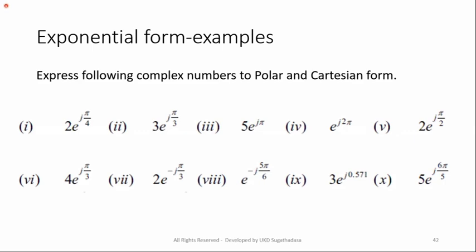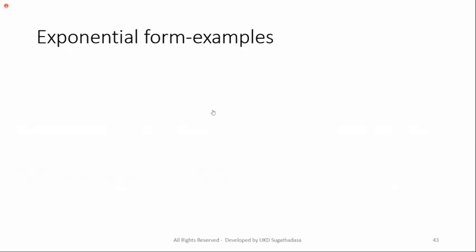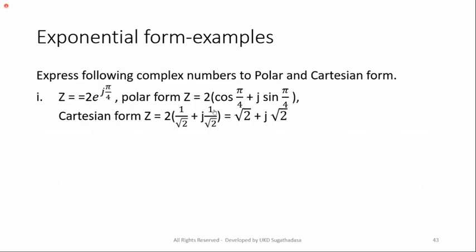Now, by looking at this example, you'll be able to identify what is r and what is theta. First one, r is 2, theta is pi by 4. For example, the fifth one, r is 2, theta is pi by 2. Same. Then you can write the polar form and Cartesian form without difficulty, right? I will do only the odd positions: 1, 3, 5, 7, 9. Others you do.